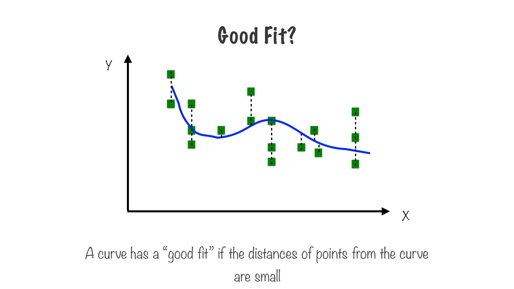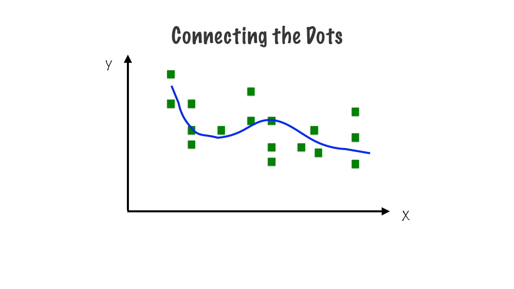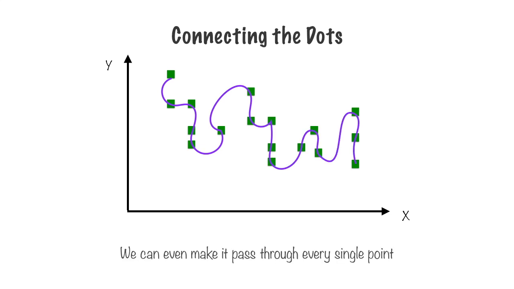A curve has a good fit if the distances of the various points from the curve are small, if they are minimized. This is the whole mean square error that we've discussed earlier. This curve here we say is a pretty good curve. It's a good representation of our underlying data set. We could also make the curve overly complex. We could have it pass through every point, every single point in our training data.